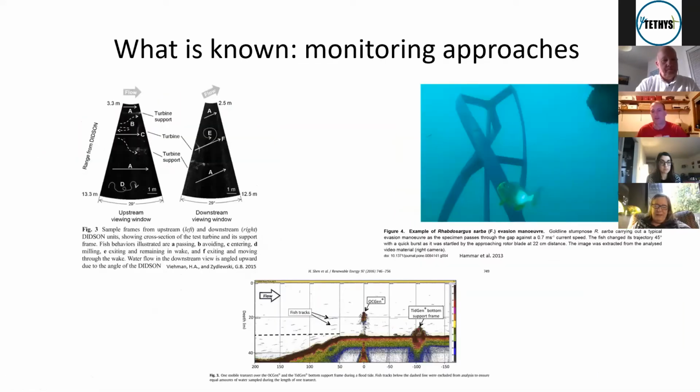And then they've used a variety of monitoring approaches, including, in the upper left, DIDSON or ARIS cameras, acoustic cameras. Some studies have relied on optical cameras, such as in the upper right, and other studies have relied on more traditional echo sounders, such as in the bottom there. Each approach has different strengths and weaknesses, and they lead to different confidence and conclusions. Next slide.